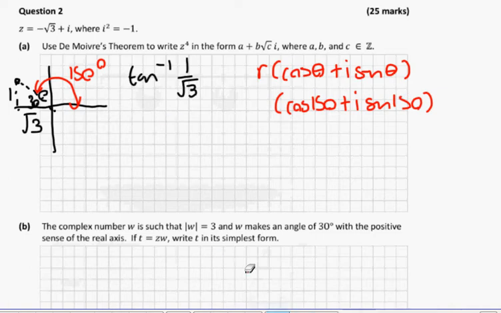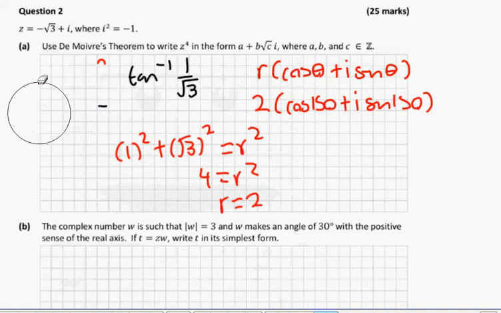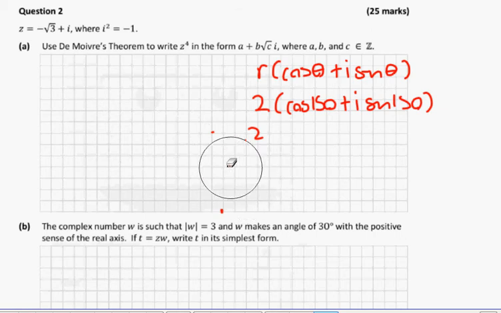You use Pythagoras' theorem. And where did you do Pythagoras' theorem again? Pythagoras' theorem would be 1 squared plus root 3 squared equals r squared. 4 equals r squared. r equals 2. Is that right with you guys? So would everybody agree that's our complex number in polar form right there? Everybody cool?